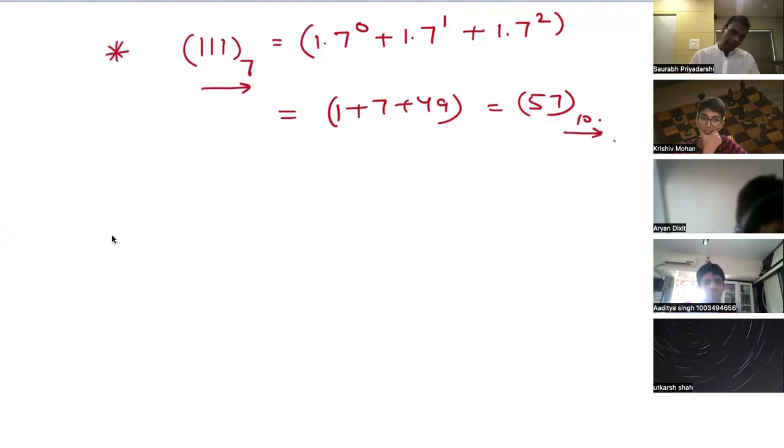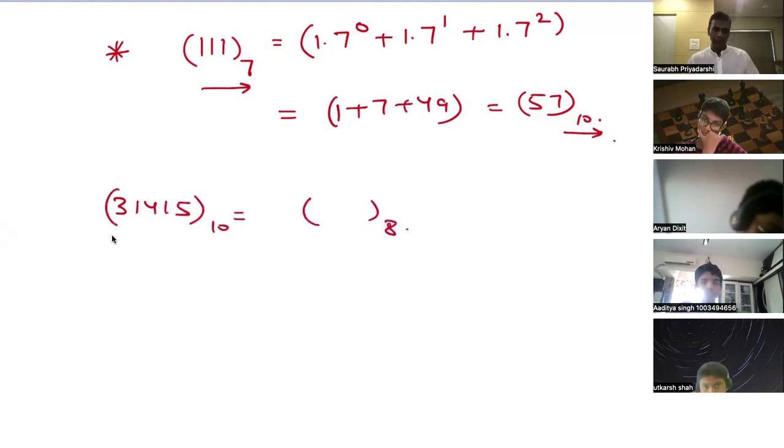But if I'm saying you have to write down 31415 from base 10 to base 8, can you go for this? Try this.